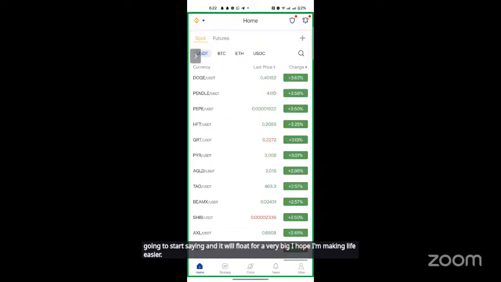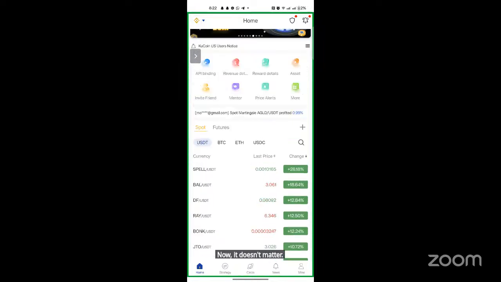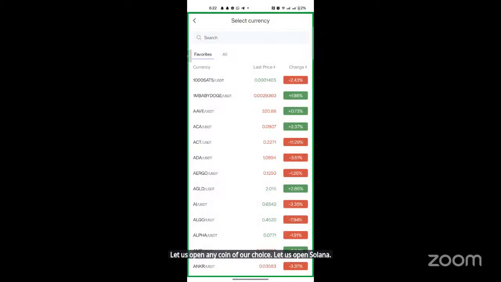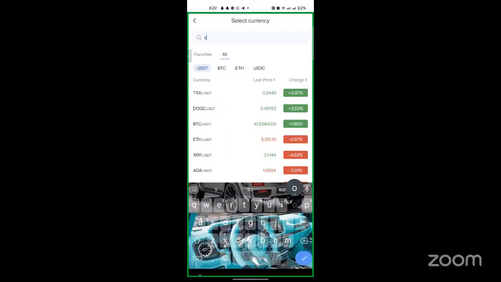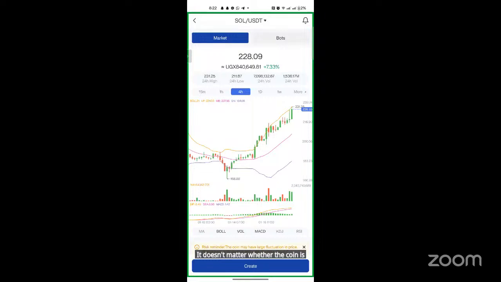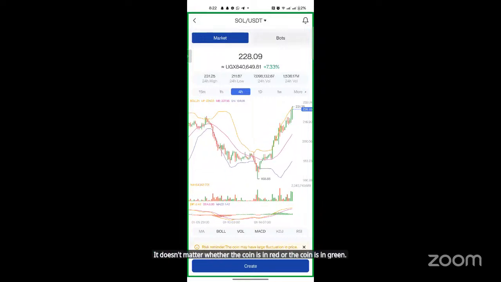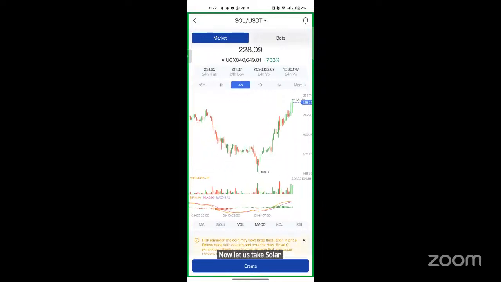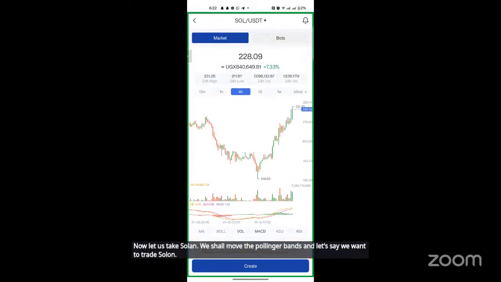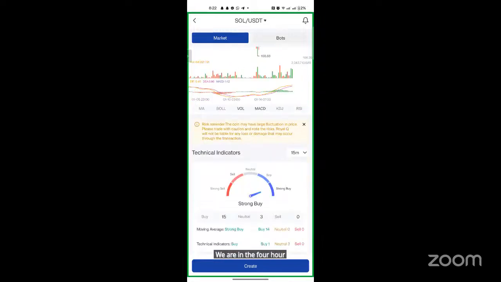Now, it doesn't matter whether the coin is in green or the coin is in red. Let us open any coin of our choice. Let us open Solana. It doesn't matter whether the coin is in red or in green. Now let us take Solana. We shall remove the Bollinger Bands and let's say we want to trade Solana. Okay? We are in the 4-hour time frame, 288.